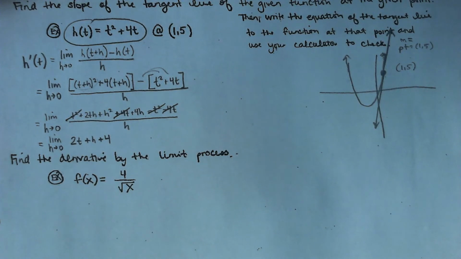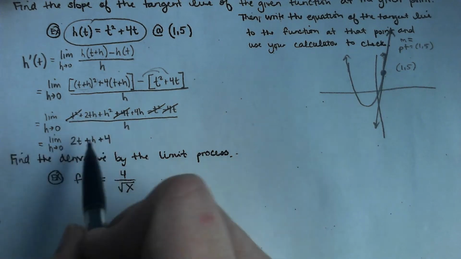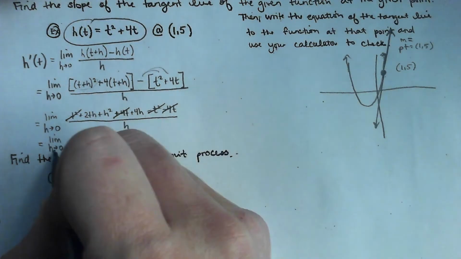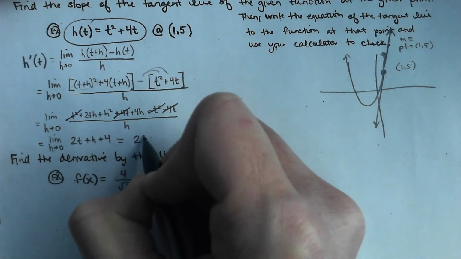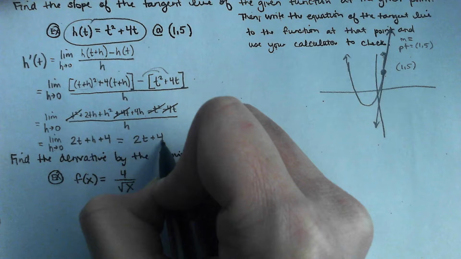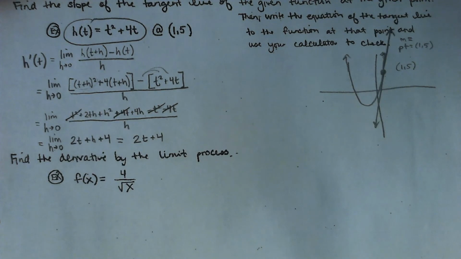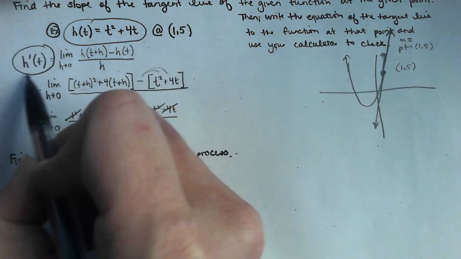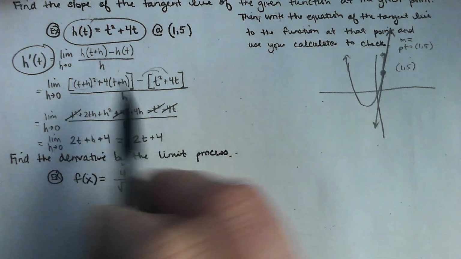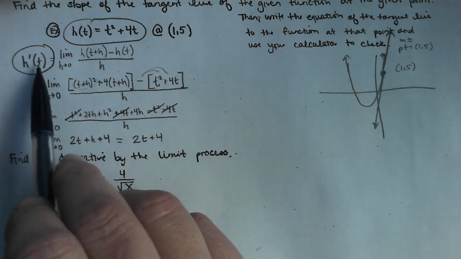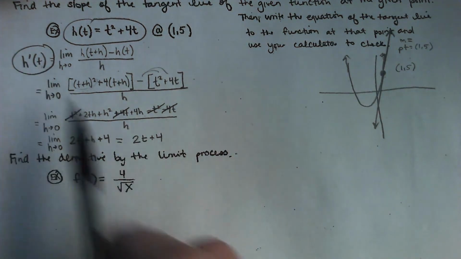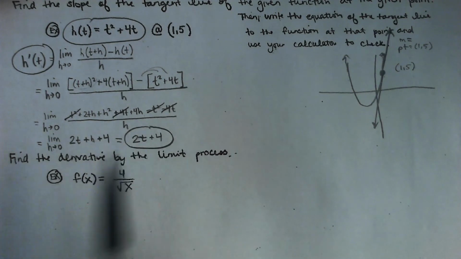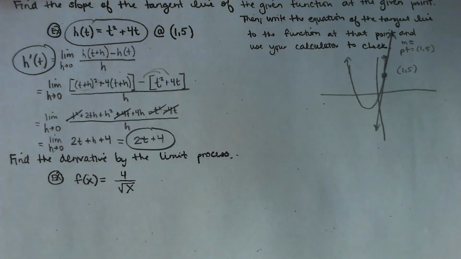So now that that denominator canceled, I can go ahead and find the limit as h approaches 0. I plug in a 0 for h. This is just going to boil down to 2t plus 4. So start to finish, my derivative formula is that h prime of t, so the slope of my h function at any given t value, can be computed just by plugging that t value into this expression 2t plus 4.